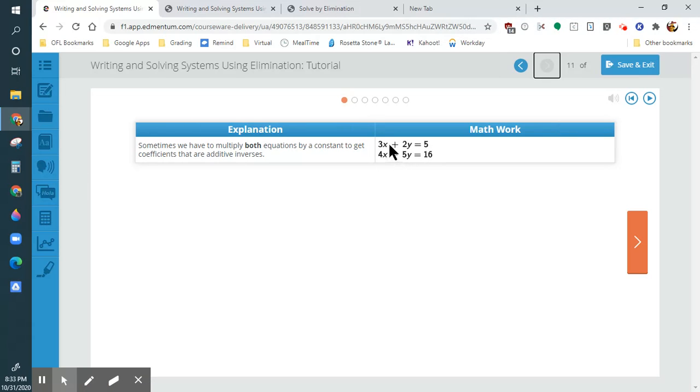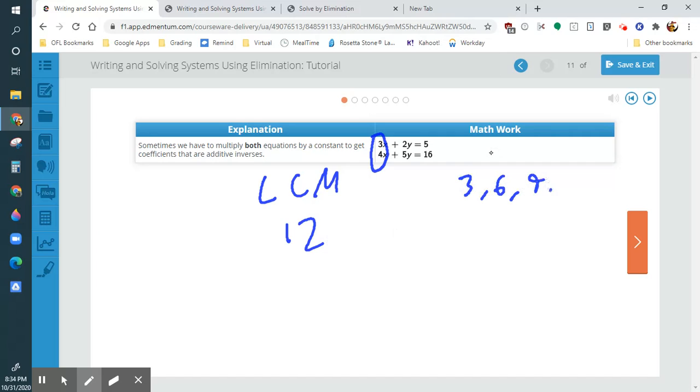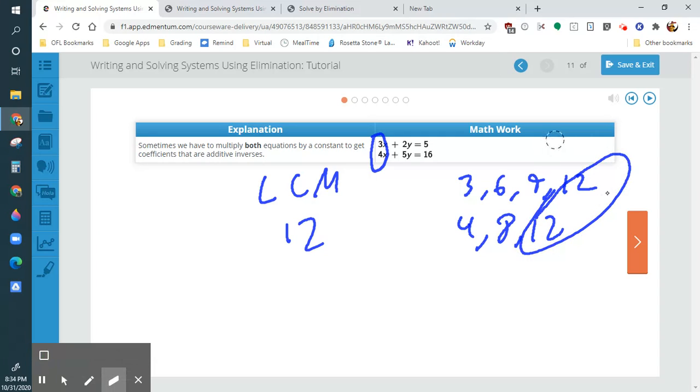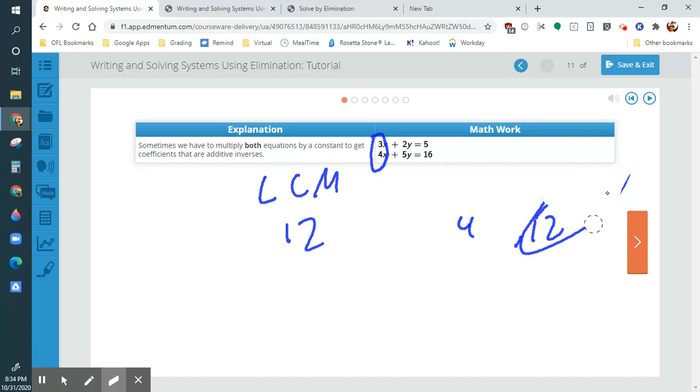So this one's a little more complicated because look, you can't just multiply the top one by something and get a 4, or you can't multiply the top one and get a 5. So what we're going to do here is we're going to look for the lowest common multiple, meaning we have to either turn this 3 and this 4. The LCM of them would be 12 because it's 3, 6, 9, 12, 4, 8, 12. So the lowest common multiple is 12. Or, let me erase this. I didn't want to erase everything because I wanted to keep that LCM there.